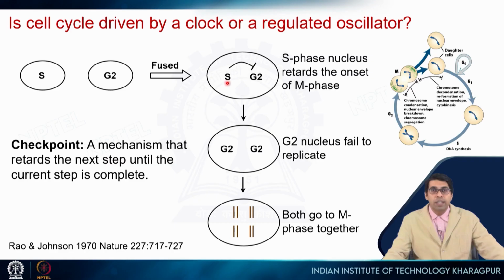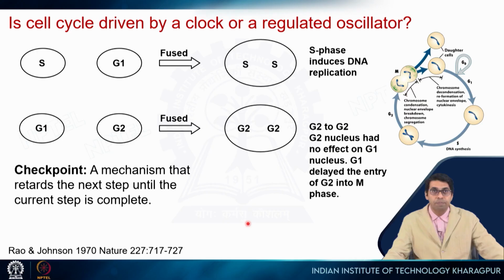So, you would expect that, okay, this is in S phase, this is already done, so it can proceed to the M phase, but that is not what happened. This somehow retarded the progression of G2 into the M phase. Once DNA replication is completed and it goes into the G2, they both together go to the M phase. So, it means that whatever factors are here can diffuse into this nucleus and inhibit it from going into the M phase, right. So, there is some sort of check that once both are in the G2 phase and all the DNA replication has happened, only then does the cell go into the M phase.